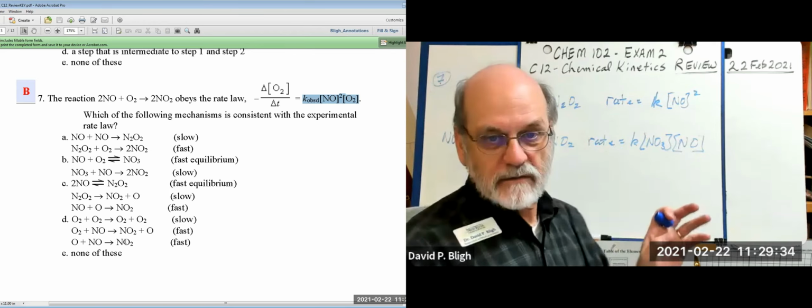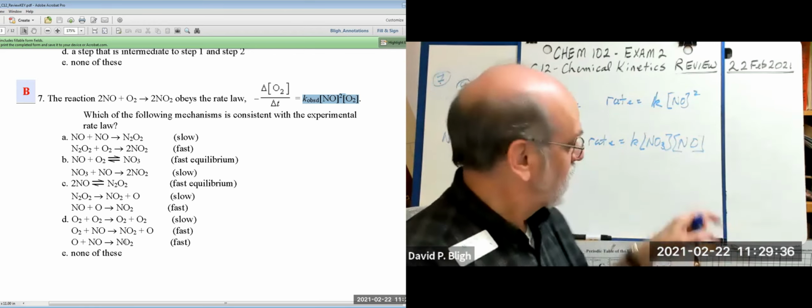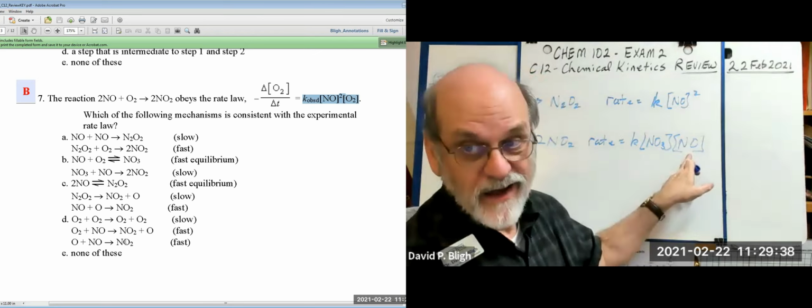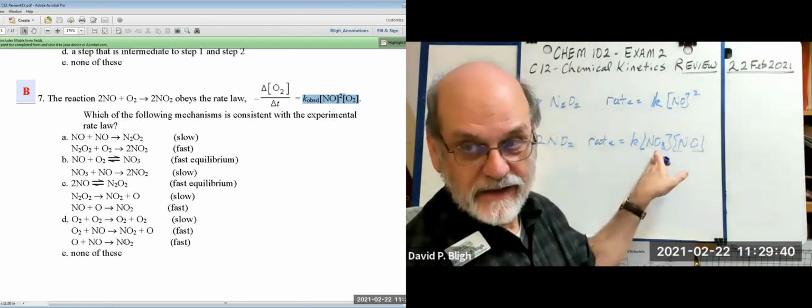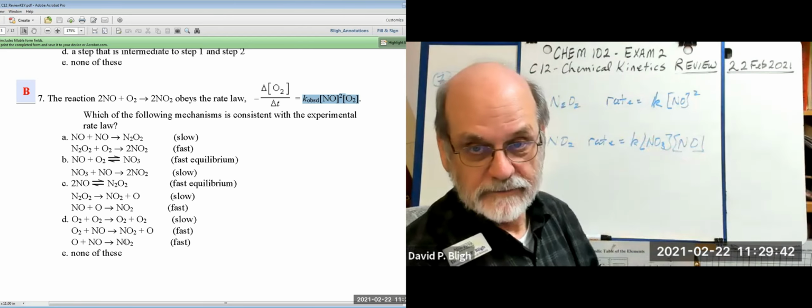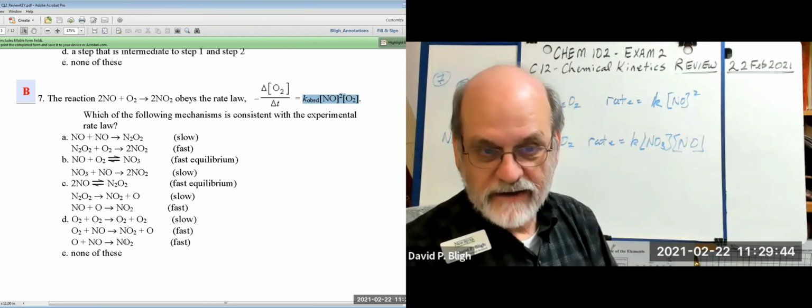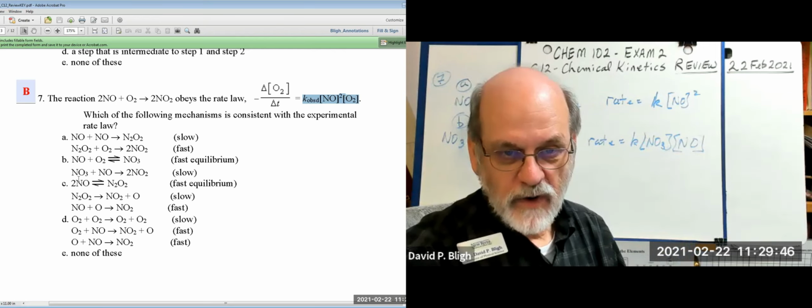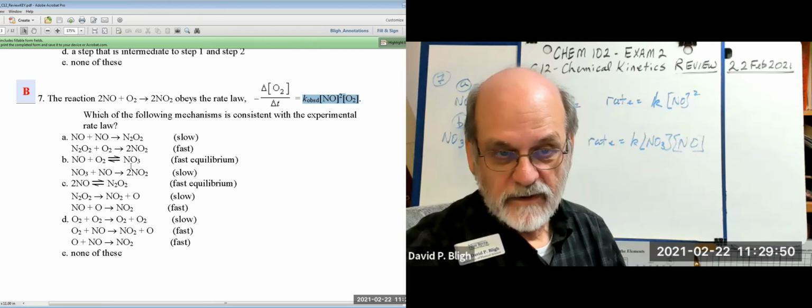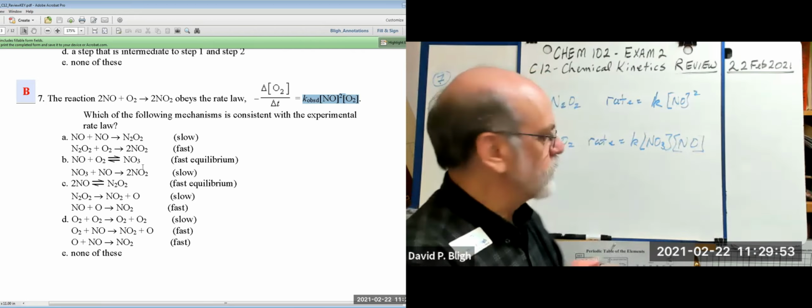So this one gives us a problem. It's got one NO in there, which is not enough, but it's also got an intermediate that we have to get rid of. Right? So we're going to have to go back to that trick where we look at this fast equilibrium. NO plus O2 yields NO3.